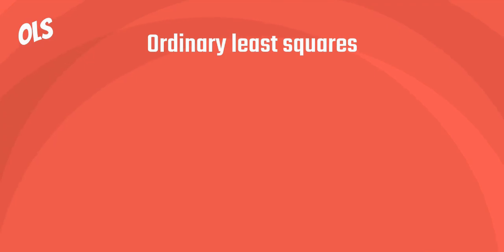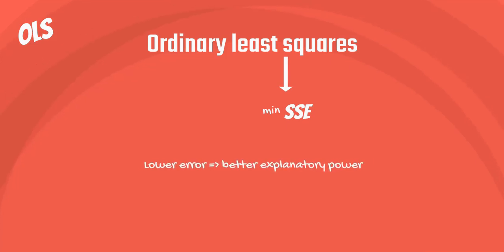Least squares stands for the minimum squares error, or SSE. You may recall that a lower error results in a better explanatory power of the regression model. So, this method aims to find the line, which minimizes the sum of the squared errors.